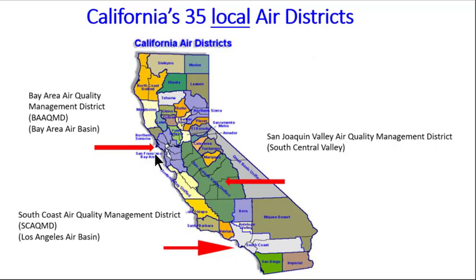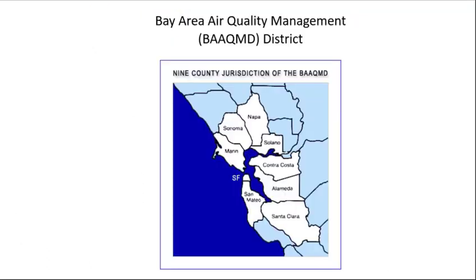The Bay Area Air Quality Management District for the San Francisco Bay Area, the South Coast Air Quality Management District for the Los Angeles area, and the San Joaquin Valley Air Quality Management District, which includes the cities of Bakersfield and Fresno and several others in the southern San Joaquin Valley. The Bay Area Air Quality Management District covers a 9-county jurisdiction, reaching as far south as Gilroy in southern Santa Clara Valley to as far north as Santa Rosa in Sonoma County.